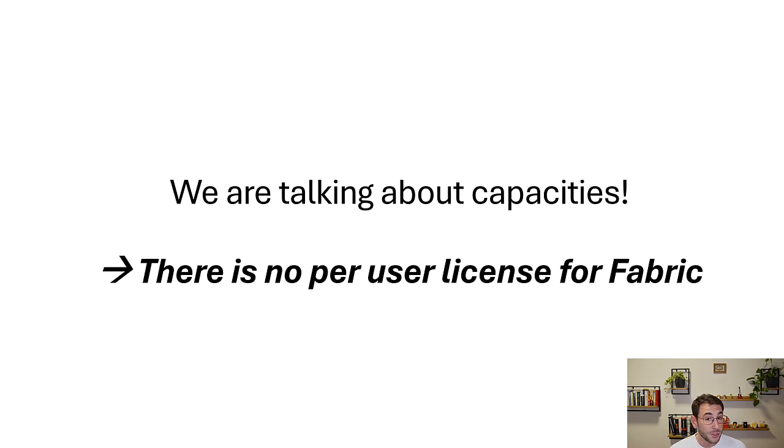We are only talking about capacities in this presentation because there's no per user licensing inside Fabric. If you were hoping that you could only do per user licensing inside Fabric, we're sorry. This is not possible, but you can start with an F2, which is a very cost-efficient capacity, a small 2-core capacity inside Fabric, which is basically a good starting point for very few users on Microsoft Fabric.